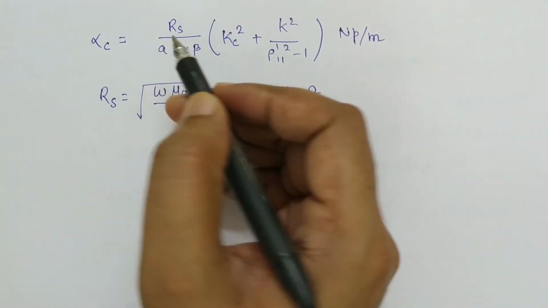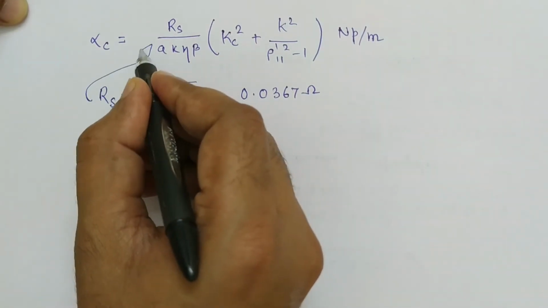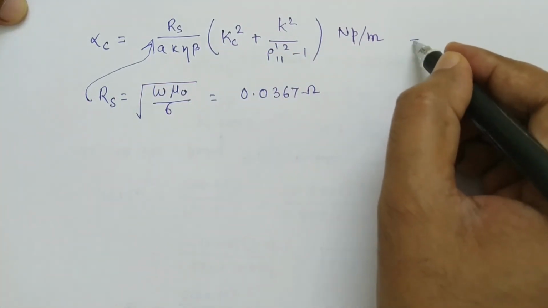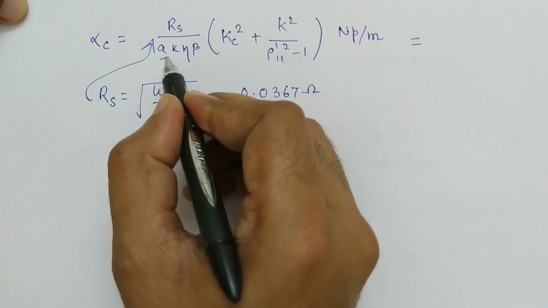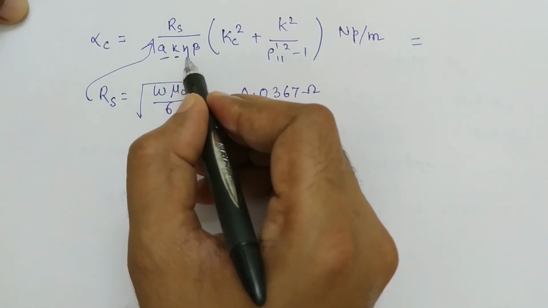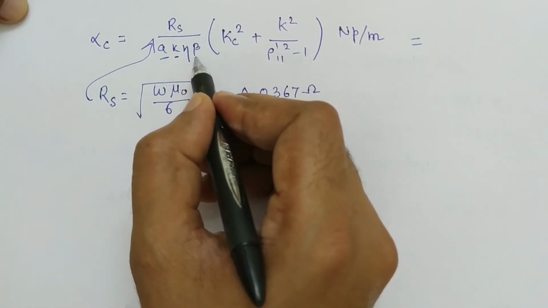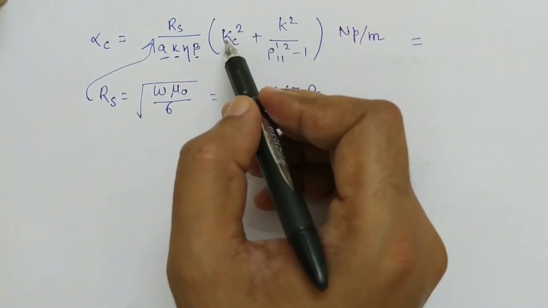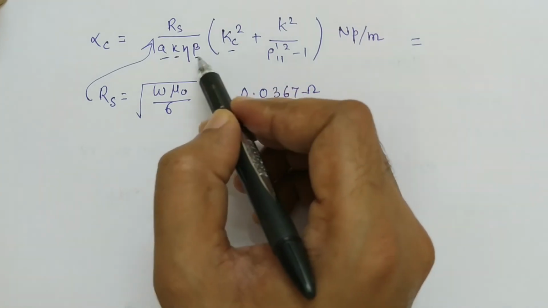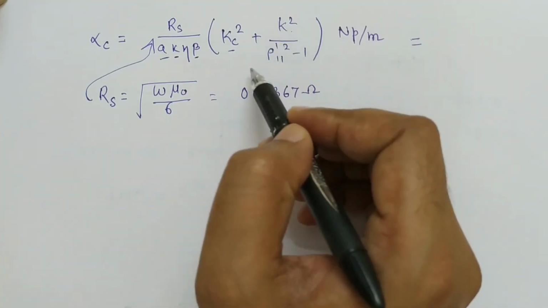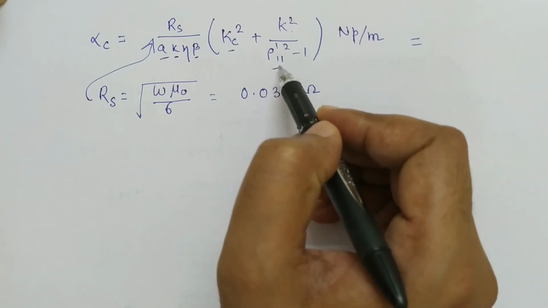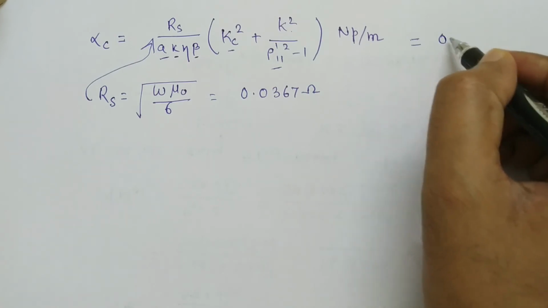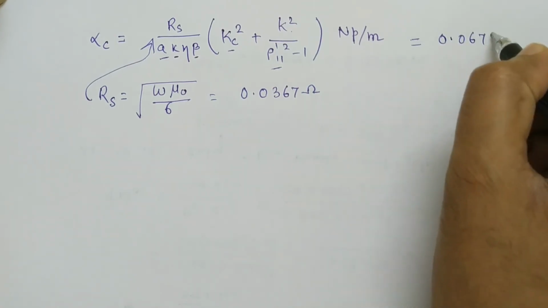When you put this value in the formula for alpha C, you have to put it in place of Rs. A is the radius, K is the wave number, eta is 120 pi or 377 ohm, beta is the phase constant we have calculated for alpha D, Kc square also we have calculated for alpha D, K square also we have calculated, and this value is given as 1.841 square minus 1. So the calculated value is 0.0672 Nepers per meter.